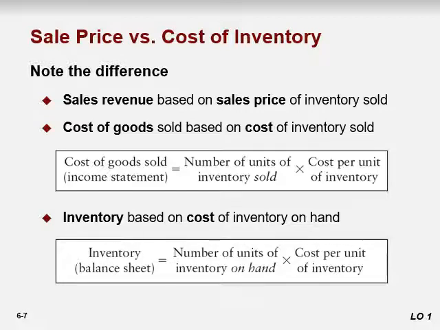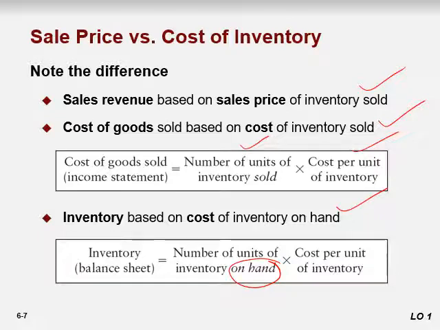So note the differences between the sale price of the inventory and the cost of the inventory, right? The sale price is recorded in sales revenue, and the cost price is recorded as cost of goods sold. Fairly simple. How can we find out cost of goods sold? Cost of goods sold is the number of units sold multiplied by the cost per unit of that inventory, whereas the inventory is the number of units on hand.